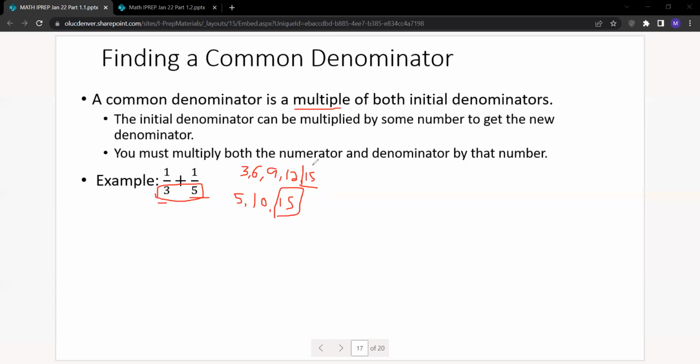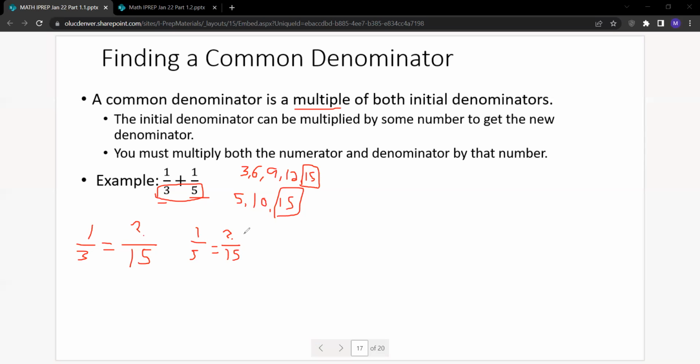That 15. So now our challenge is to turn 1/3 into what? Something over 15. I put an N, that just means number. We can also just put a question mark. That might be a little bit easier. Right, and the same with 1/5. We need to turn it into something over 15.